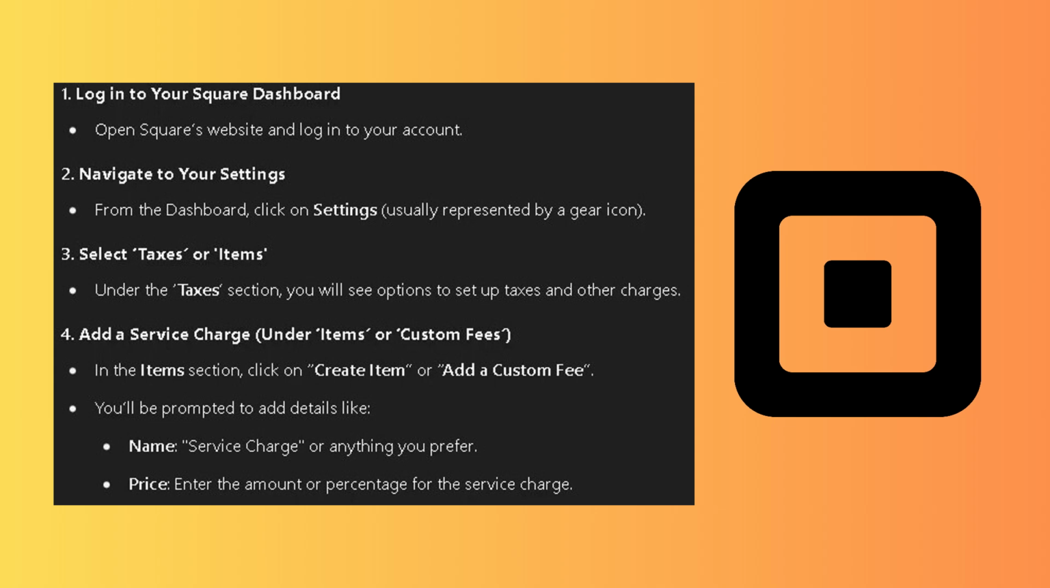Then, navigate. Navigate to your settings. From the dashboard, click on Settings, usually represented by a gear icon. Then select Taxes or Items. Under the Tax section, you will see an option to set up tax or other charges.